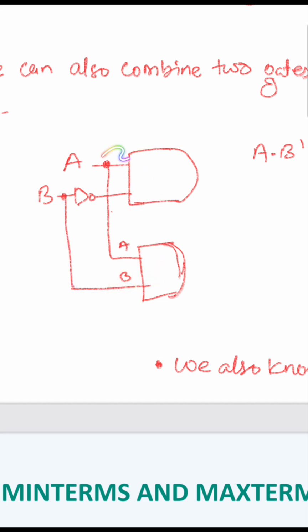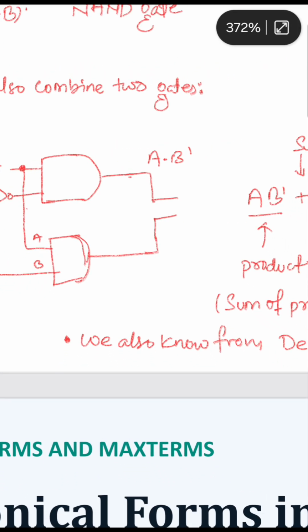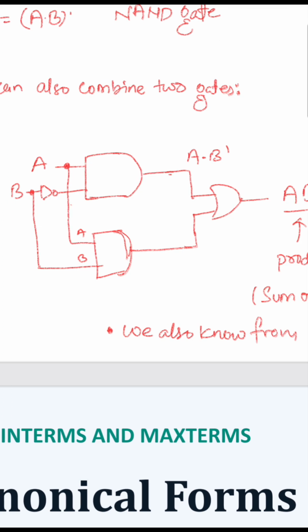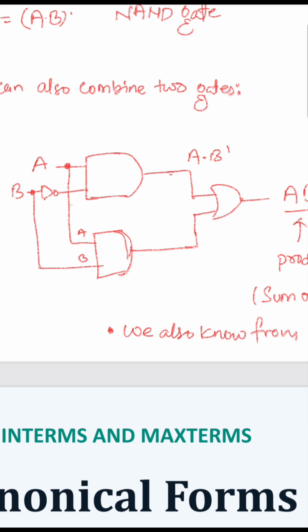Okay, but in previous gate one of the input is a but another input is b complement, because the input for the first AND gate is coming from the output of NOT gate. Similarly, we can add another gate which can be OR gate. Okay, now let us derive the expression for this complicated circuit.